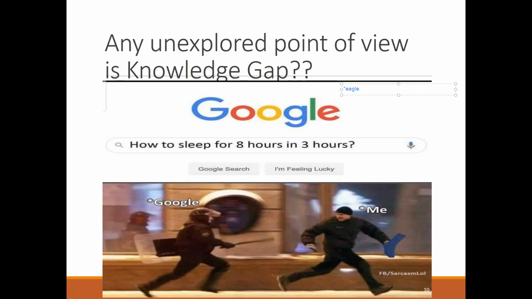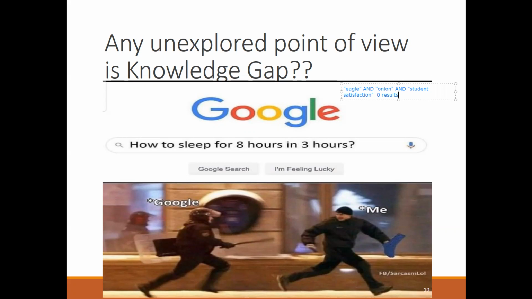If you try to find knowledge gap in this regard, for instance, eagle and onion and student satisfaction, there will be zero results. There will be zero results when you try to find these three keywords.